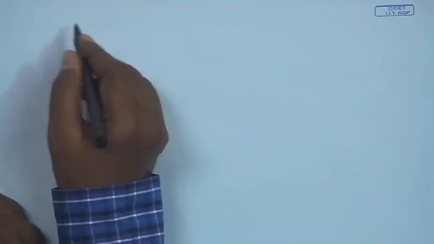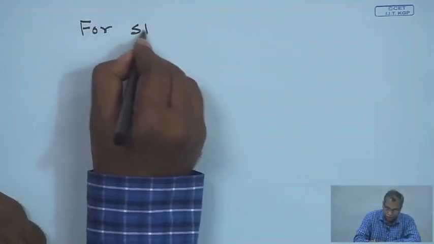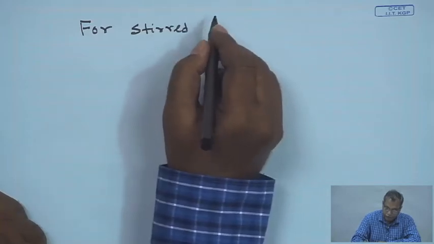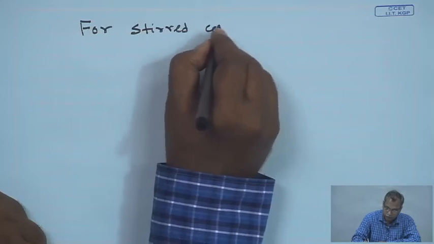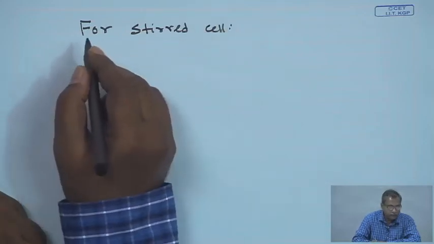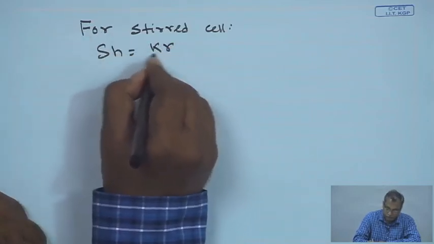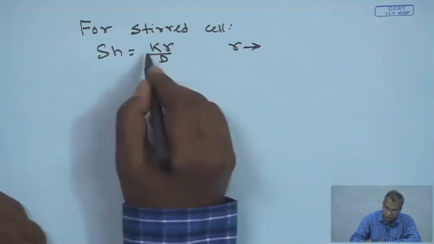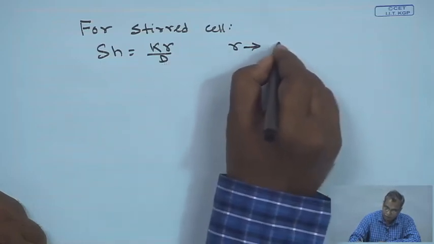Next, we will be looking into how the Sherwood number or mass transfer coefficients are estimated for a stirred cell, because most of the membrane operations at laboratory scale are conducted in a stirred cell. So, in case of a stirred cell, the Sherwood number is defined as Sh is equal to k r over D, where k is the mass transfer coefficient as usual, D is the solute diffusivity, and r is the cell radius.